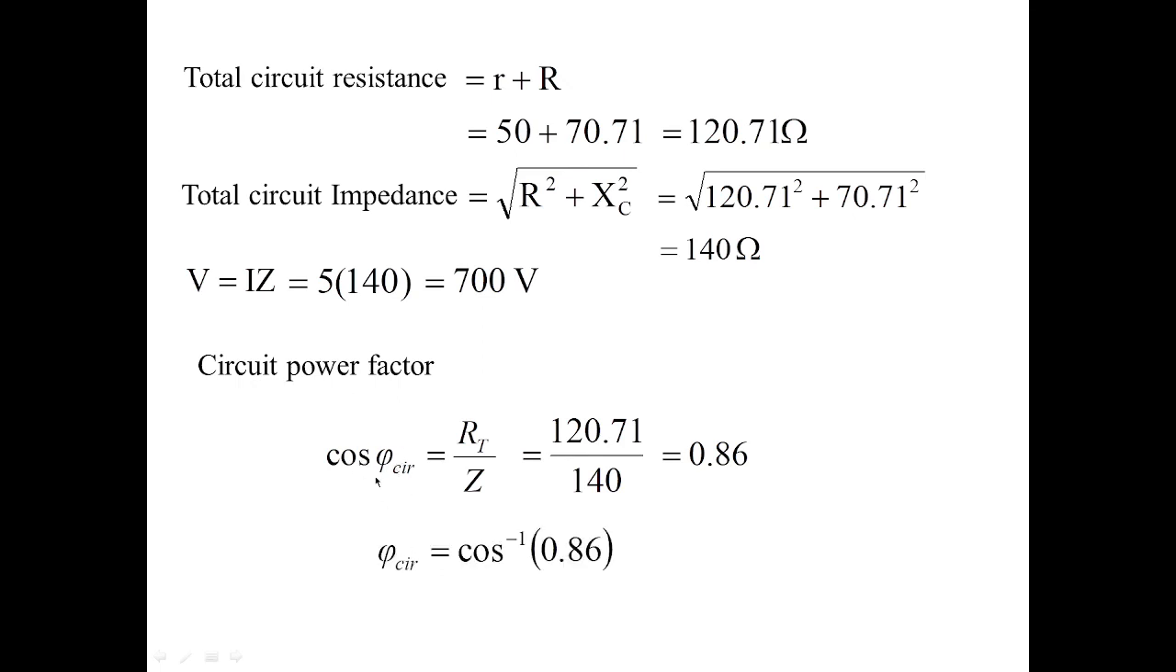Once we obtain the circuit power factor, we can easily obtain the value of phase angle. The phase angle of the RC circuit is cos inverse of 0.86. So the value of phase angle of the circuit of the RC network applied to the voltage of 700 volts is obtained to be 30.68 degrees. So this is how we solve the problems involved with RC and RL circuits. I hope you understood this particular basics of the AC circuits.